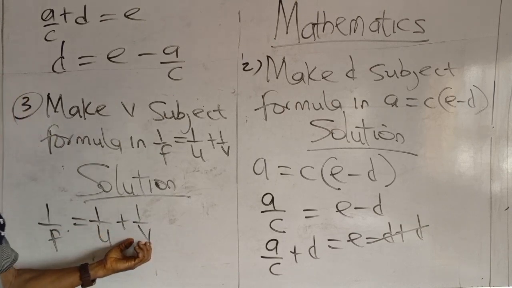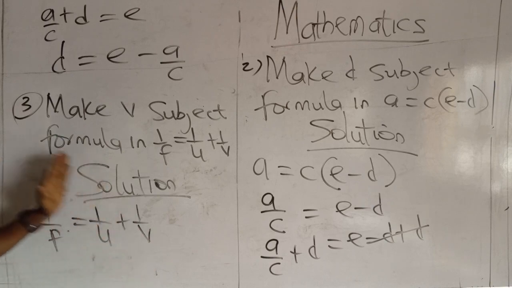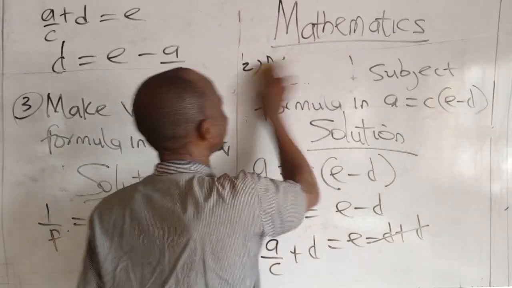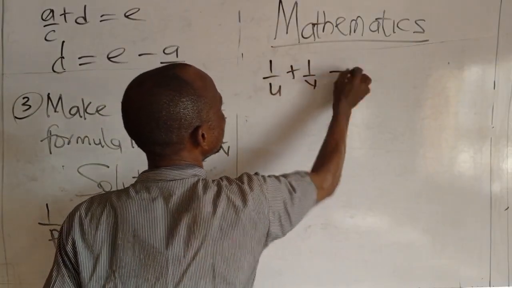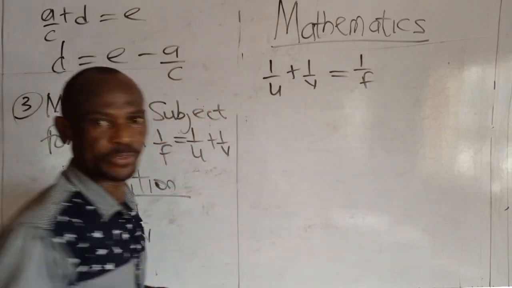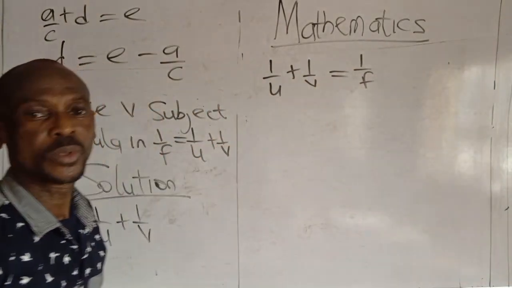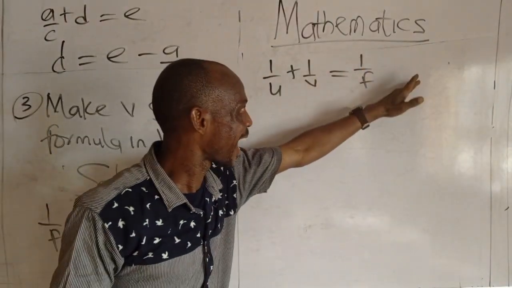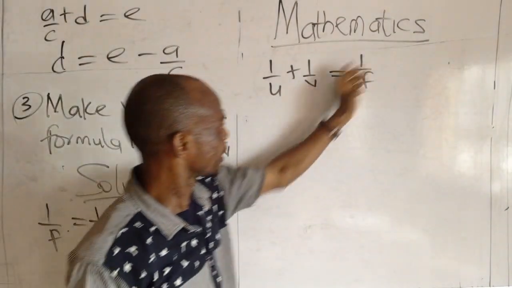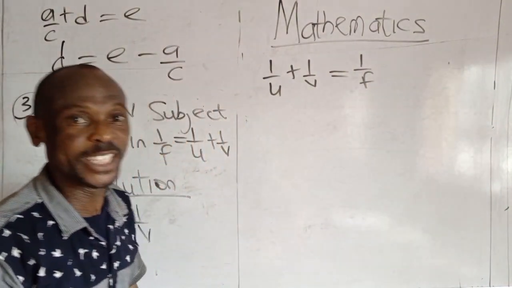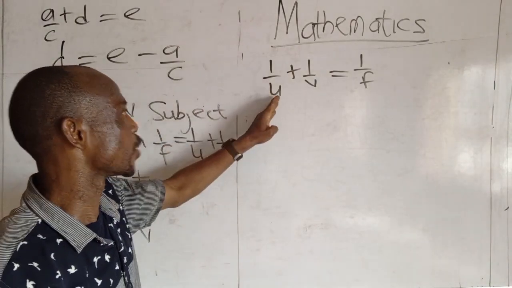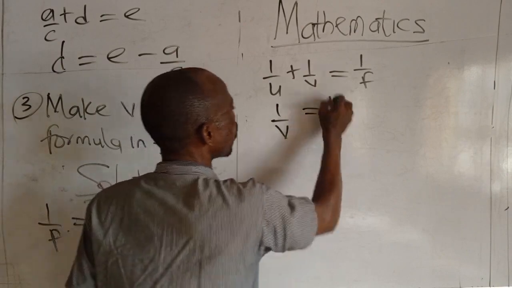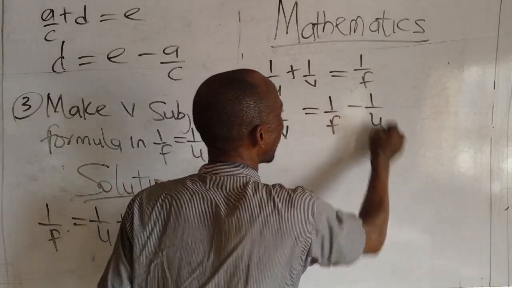Conventionally, our subject, we normally leave them by the left. So we can simply rearrange this by writing it as 1 over U plus 1 over V is equal to 1 over F. So it still means the same thing. Now we are going to pull 1 over U to the other side. It's positive here. When it crosses the equality sign, it becomes minus. It's the same thing as saying subtract 1 over U from both sides. So we now have 1 over V is equal to 1 over F minus 1 over U.